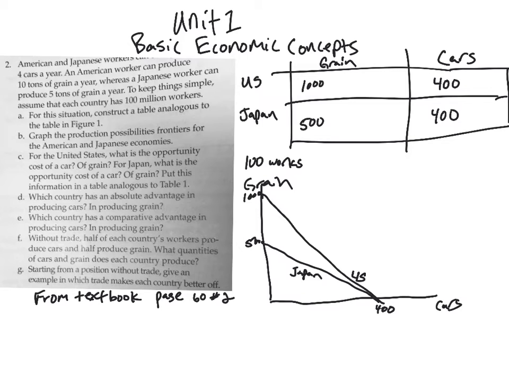Good. Next. For the United States, what is the opportunity cost of a car or of grain, and for Japan? All right, so this is where we go about doing it like this. We say, okay, well, what does 1 grain cost me in terms of a car? What does 1 grain here cost me in terms of a car?